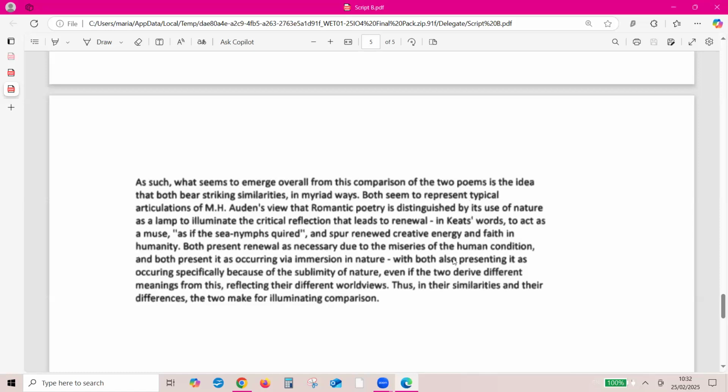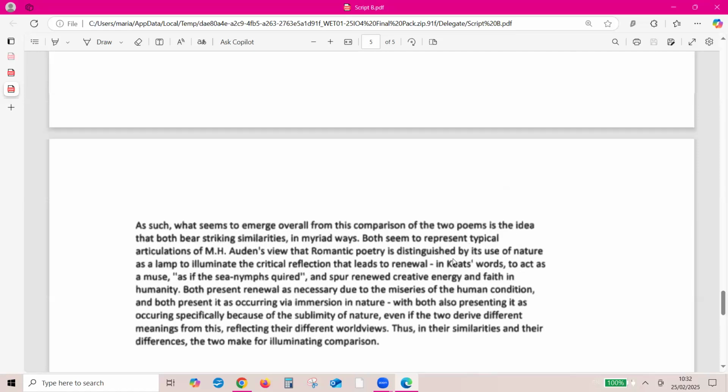Both present renewal as necessary due to the misery of human condition. Both present it as occurring via immersion in nature, with both presenting it occurring specifically because of the sublimity of nature, even if they derive different meaning from this, reflecting the different worldviews. Thus, in similarity and difference, the two make for illuminating comparison.